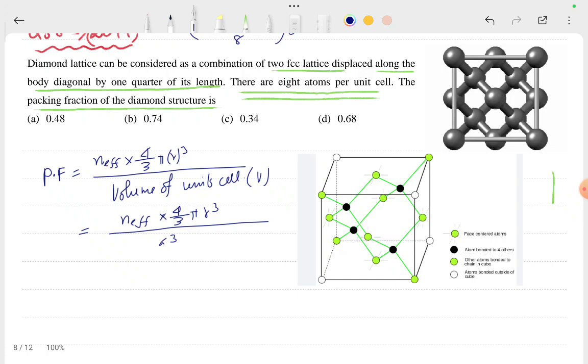So for diamond lattice, the effective number of atoms is equal to 8. We know the formula for N effective, already discussed here: 1/8 into N corner atoms, 1/2 into N face atoms, and N interior atoms. Just use this formula and calculate whether N effective is equal to 8 or not. Just calculate. This is your task.